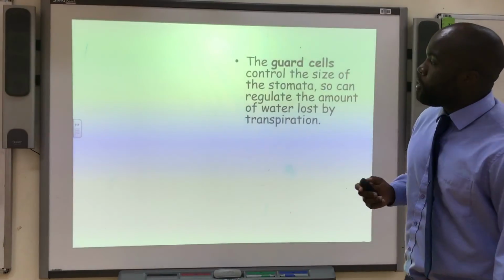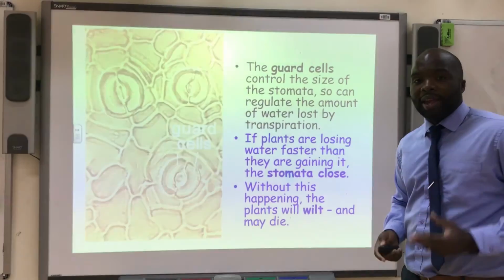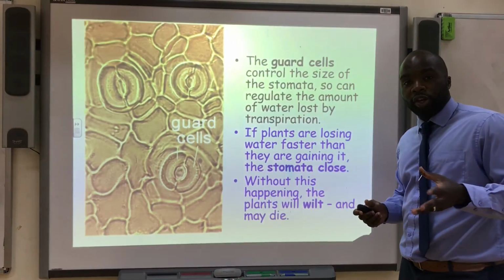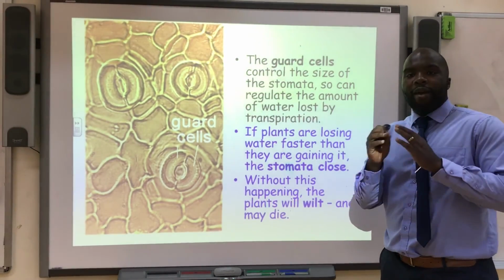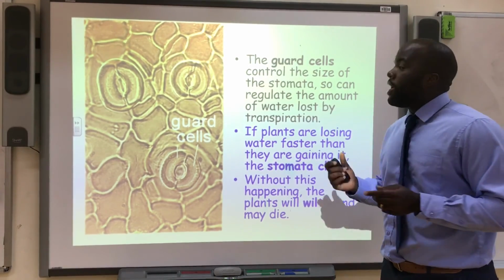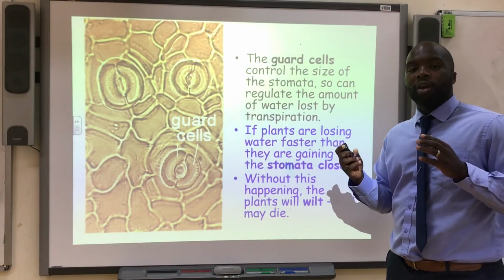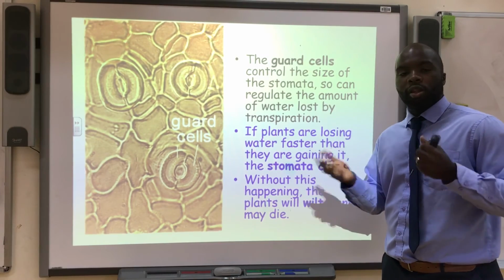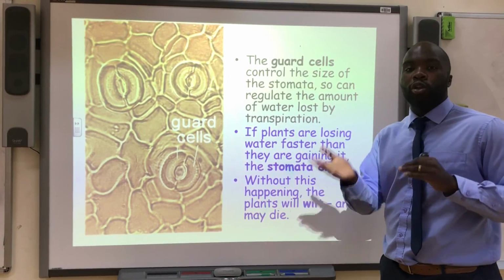Now, what I want you guys to look at is the guard cells. How do guard cells affect transpiration? As we said, guard cells either open or close stomata. Now, if guard cells are open, okay, it means that the plant has lots and lots of water and therefore it can afford to lose water.